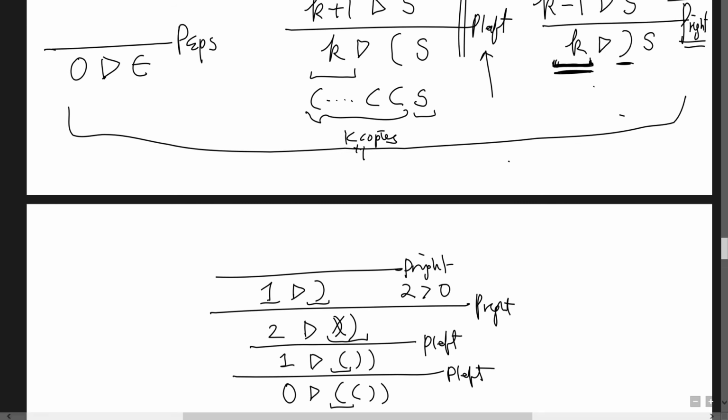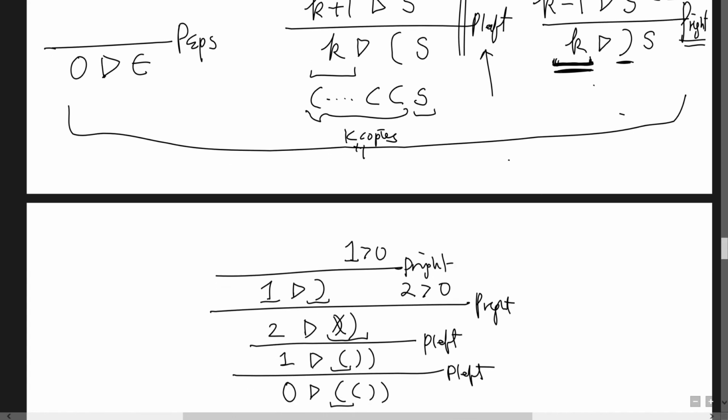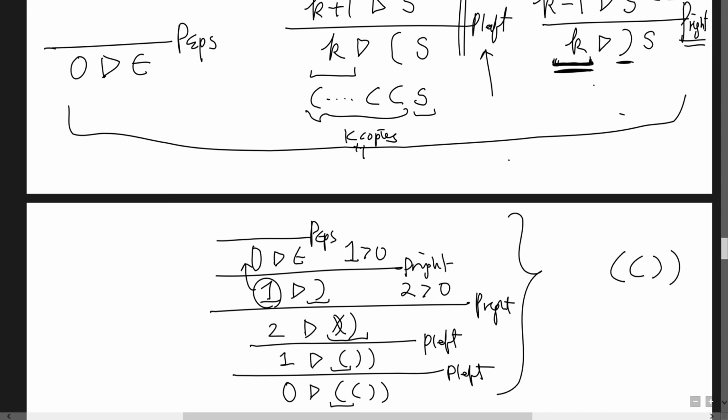We have to verify that 1 is greater than 0 from this one, and then show that the count decrements to 0 and the remaining sequence is empty. And this is provable by applying the p epsilon rule. So this derivation tree shows that this string is indeed matched.